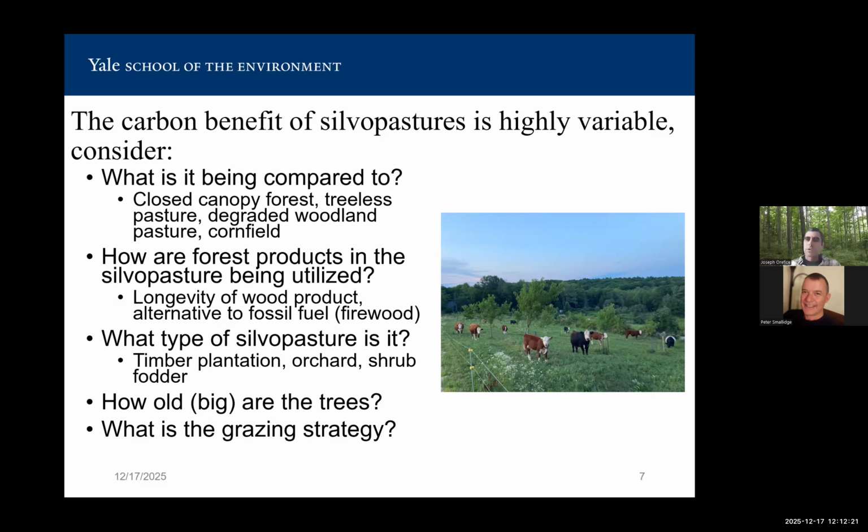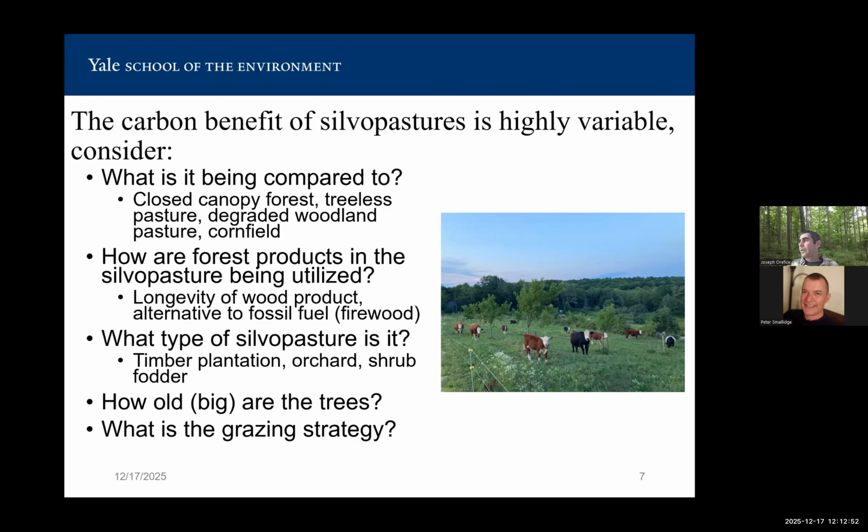One of the first questions you got to ask is what is it being compared to? Because people talk about it as a great practice, but what are you comparing it to? Are you comparing it to a closed canopy forest? Is that closed canopy forest healthy? Is that closed canopy forest resilient to climate change? Are you comparing it to treeless pasture? Are you comparing it to degraded woodland pasture where somebody's fenced off the woods and just put animals in there? Those all have very different benefits of silvopasture depending on what you're comparing to, or a cornfield for that matter.